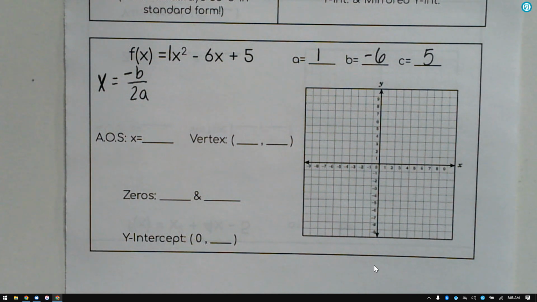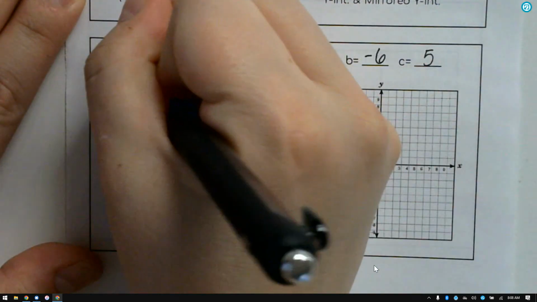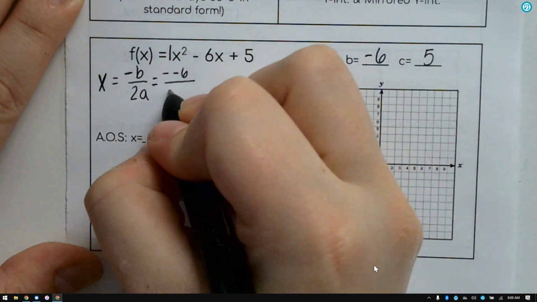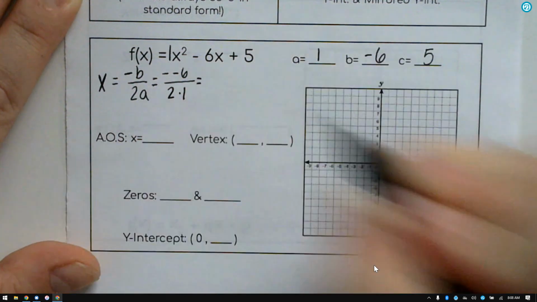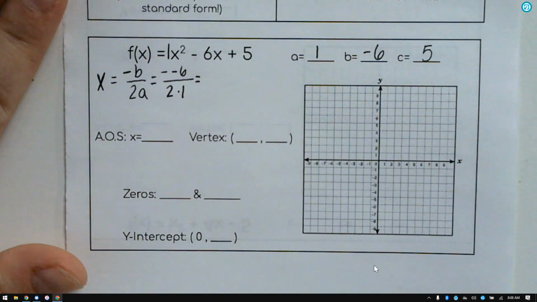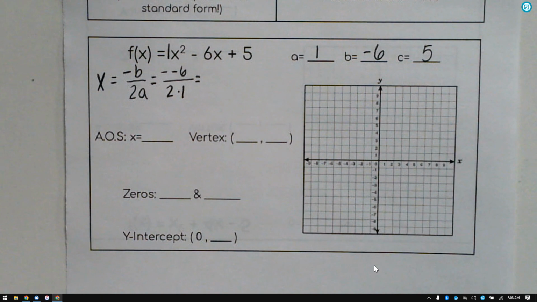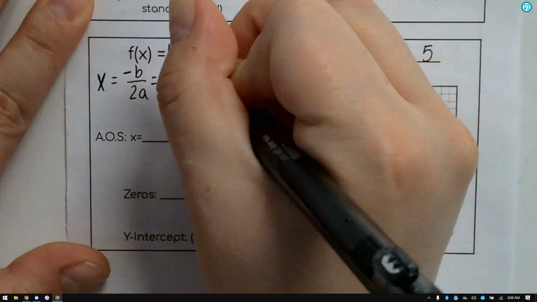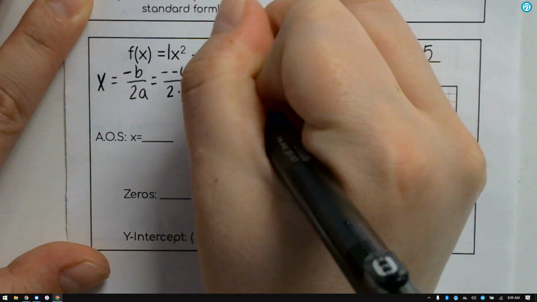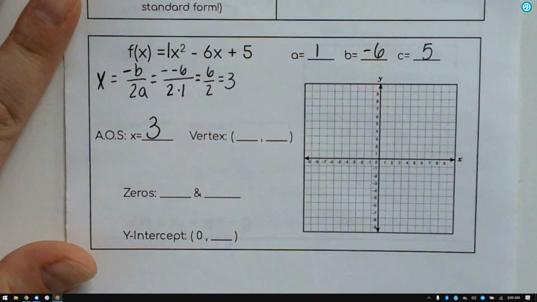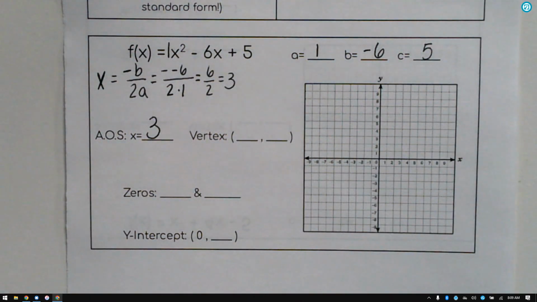Okay, plugging in my b and my a, it would be negative 6 over 2 times my a value, which is 2 times 1. A negative is positive, so that is positive 6 over 2. And 6 divided by 2 is 3. So my axis of symmetry is 3.